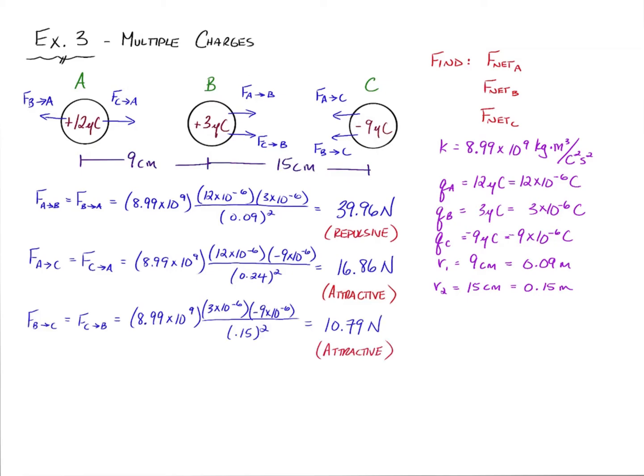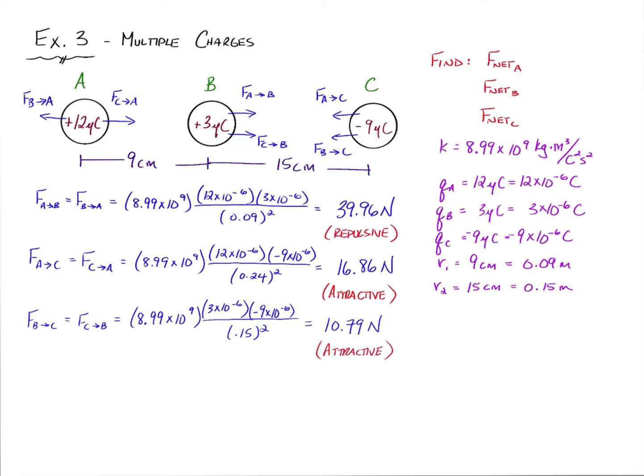All right, we'll do the same for between B and C. So B on C and C on B are equal and opposite forces. Okay, plug in those charges. In this case, B and C are separated by 15 centimeters or 0.15 meters. If you plug that in, you should get 10.79. Again, you get a negative value. I don't write the negative. I write attractive. I let the arrows up top tell me whether I'm going to add or subtract a force.